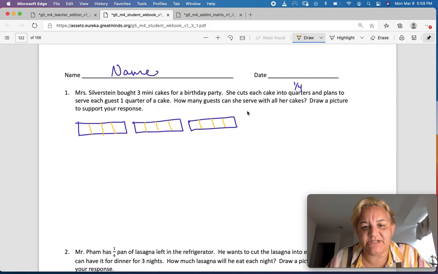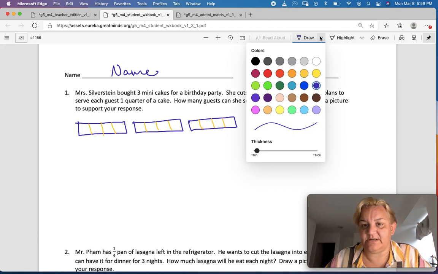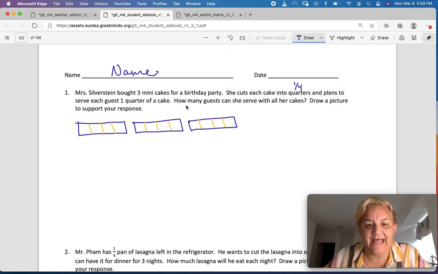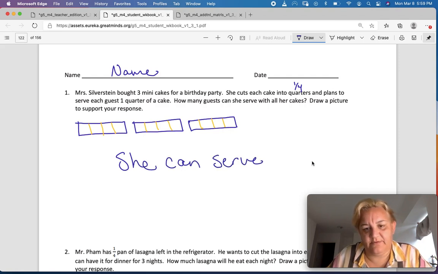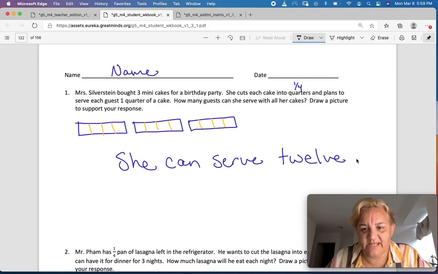How many guests can she serve with all her cakes? Draw a picture to support your response. So we already did draw a picture. I started drawing it before I even finished reading. How many guests can she serve with all her cakes? 1, 2, 3, 4, 5, 6, 7, 8, 9, 10, 11, 12. She can serve 12 guests.